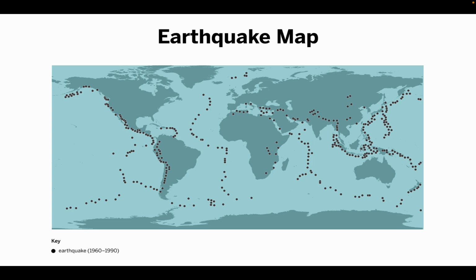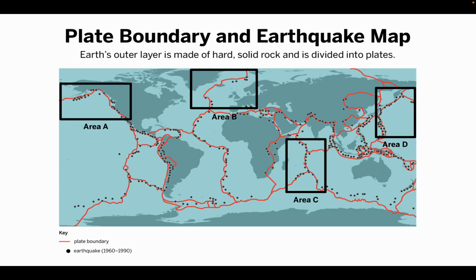Look at where you're seeing the earthquakes. Take a look at yours. And if you're looking down at the key, you see that the plate boundary is the red line, the earthquake is the black dot. It's pretty obvious. Where are these earthquakes taking place? They're taking place at plate boundaries.